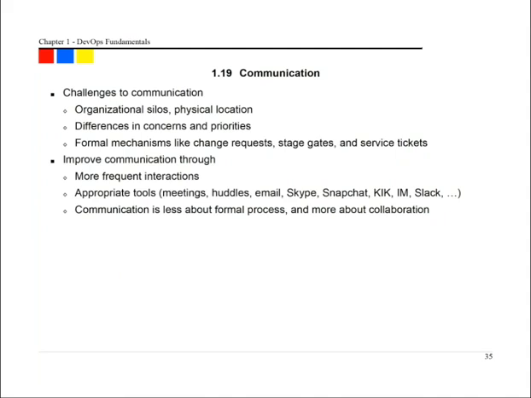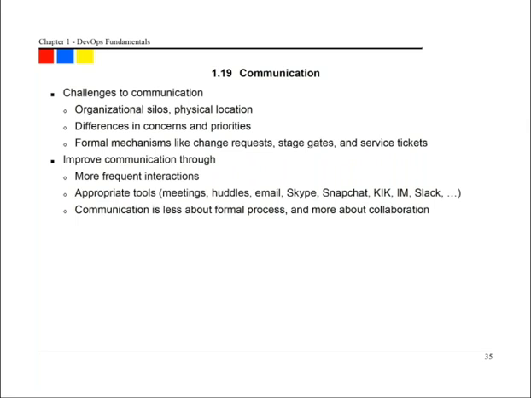These core values, CAMs, they depend on communication. And communication is often a challenge in an organization. Modern organizations are usually organized in silos. I mean, classic organizations. An org chart is intended to divide functionality up, divide responsibilities up. So we're organized in silos. We may be divided by physical location. We have different concerns and priorities. And there's this other thing.